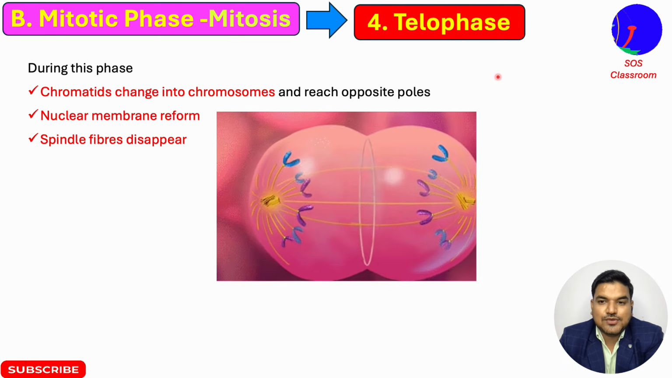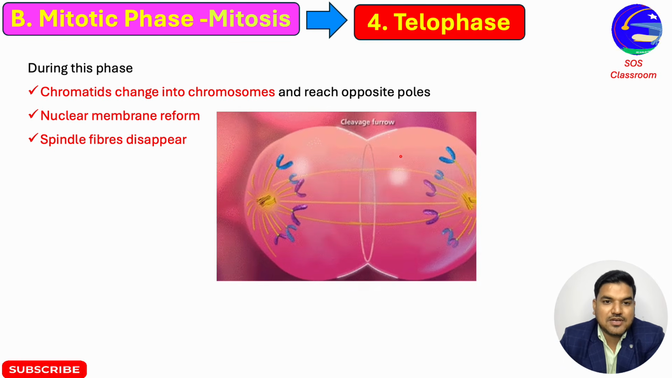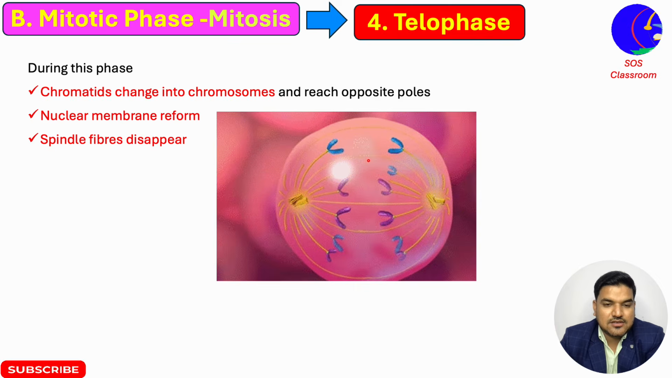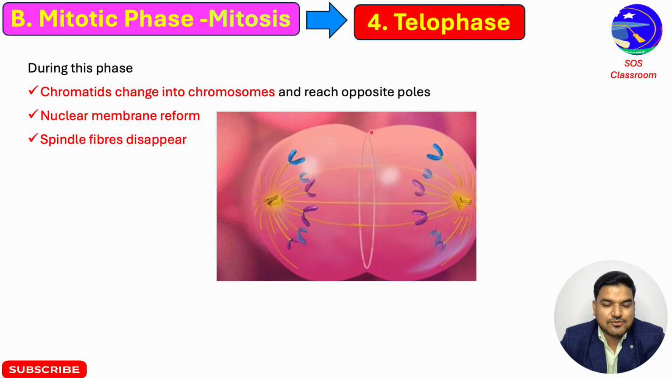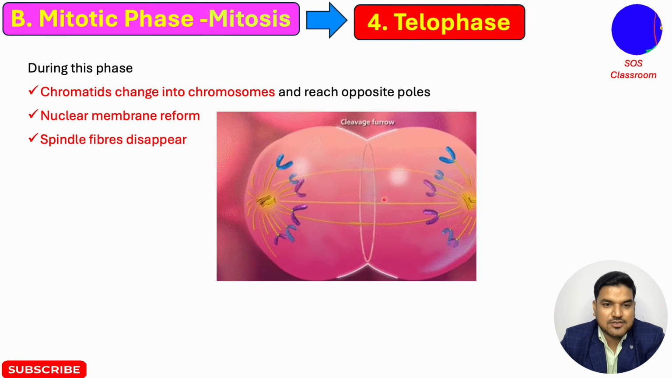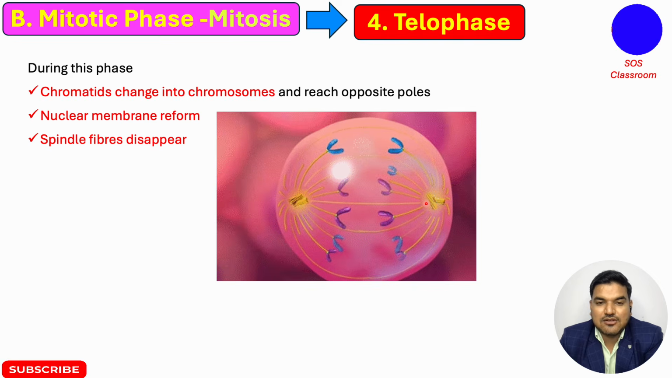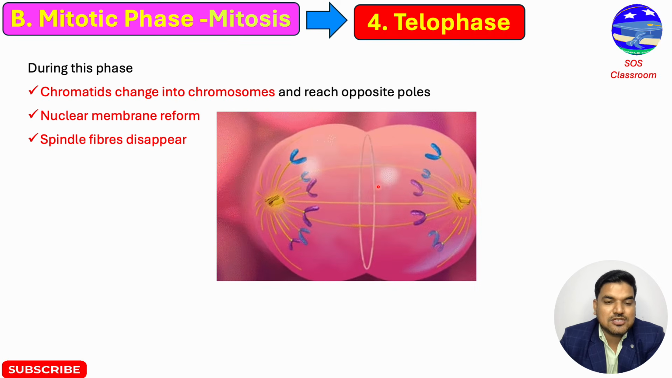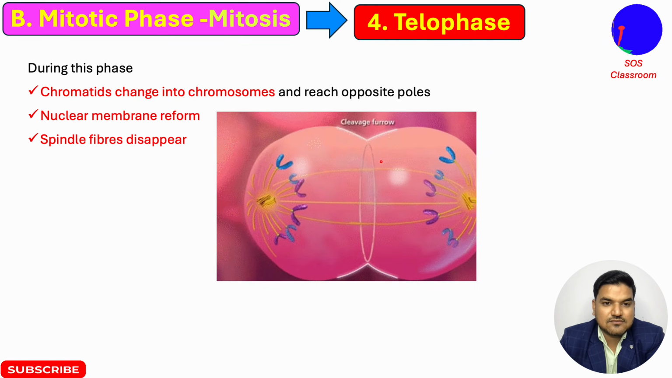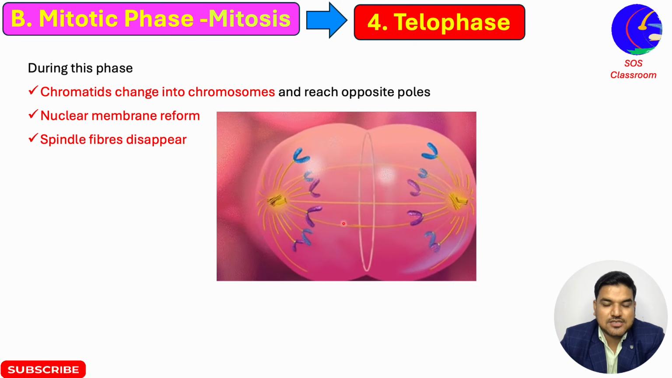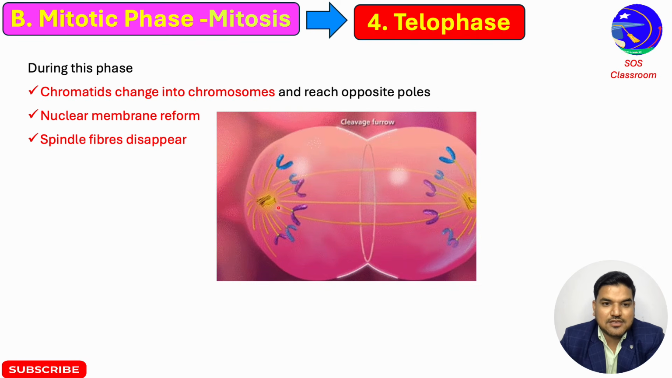And next is the telophase. Telophase means formation of the cleavage furrow. First of all, you can see this is called a cleavage furrow. You can see this is the space between both cells. This is called the cleavage furrow, which helps form the contractile ring. And the contractile ring helps division of the cells, or formation of the two cells. So chromatids change into chromosomes and reach the opposite poles. You can see they reach the opposite poles. The nuclear membrane reforms and spindle fibers disappear.